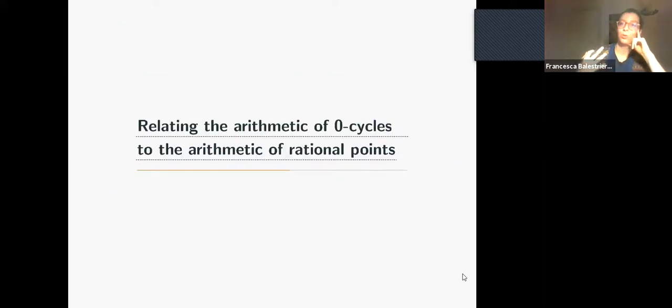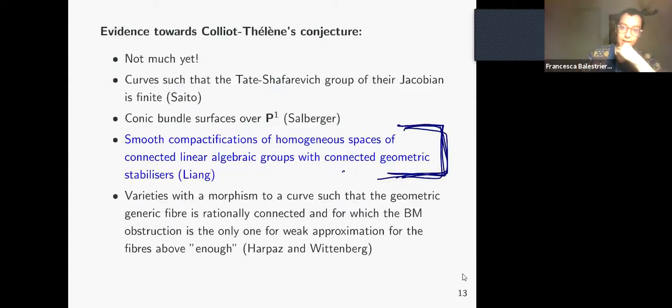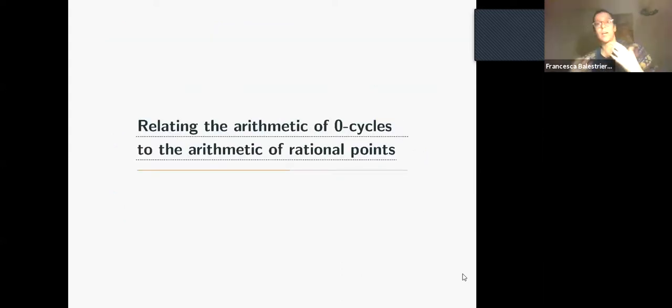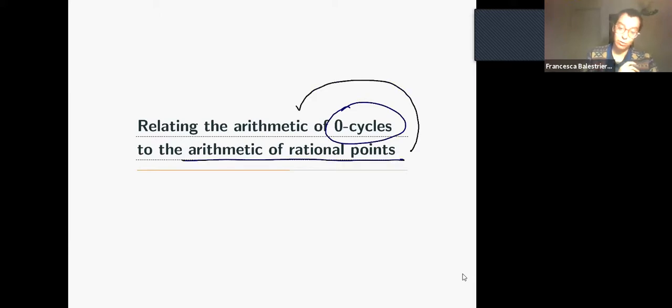So let's move on to the main idea, which is also the idea behind this result by Liang. So the main idea by Liang was that of trying to relate somehow the arithmetic of zero cycles to the arithmetic of rational points. And the main point here is that we usually know much more about the arithmetic of rational points just because we have studied it so much more classically than we do about the arithmetic of zero cycles. So if we can relate this to the arithmetic of zero cycles, we might say something meaningful about zero cycles. And that's the main idea.